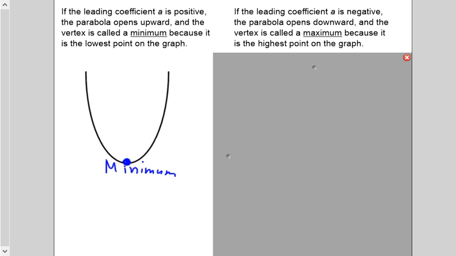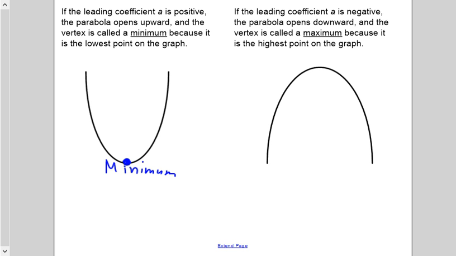Over here on the right, if the leading coefficient A is negative, the parabola would open downward. It would have an N shape. In this case, the vertex is called a maximum. It would be up here because it's the highest point on the graph. That one looks more like an umbrella. The rain would slide off the sides of it instead of gathering in the bottom.